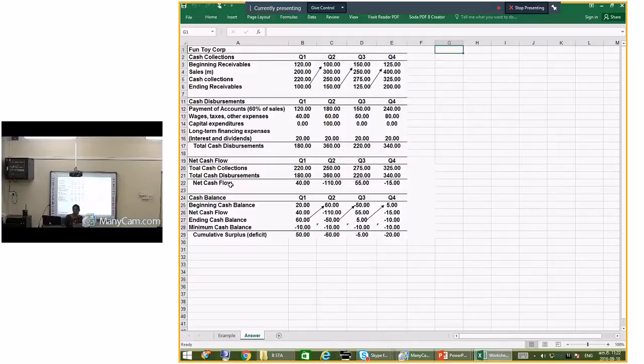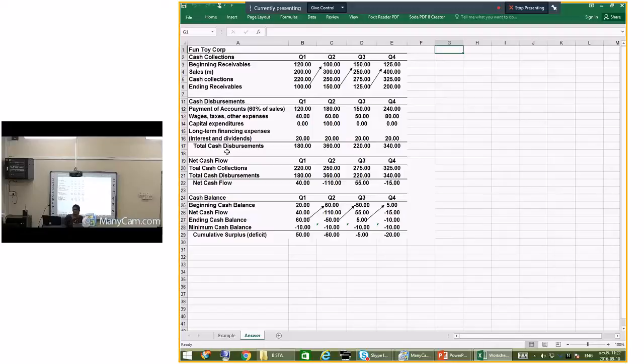That is the net cash flow for the period, quarter one. Okay, don't mix up. Then here, 250 minus 360, there is a negative net cash flow in quarter two. In quarter three, 275 minus 220, that is 55 plus, again minus 15 in quarter four, right?